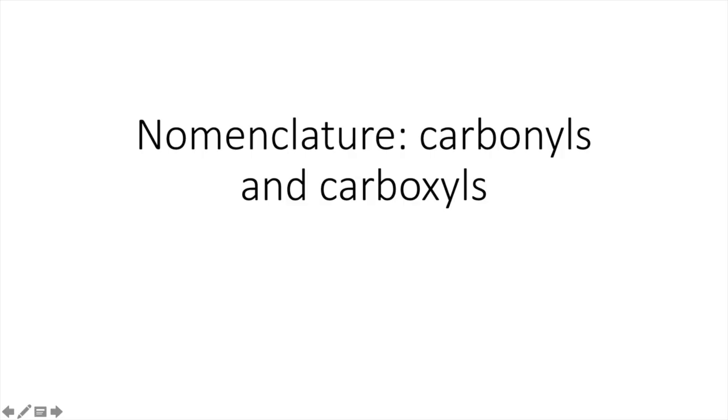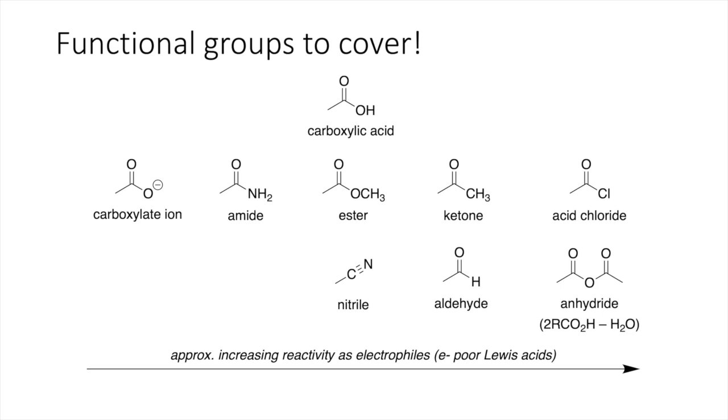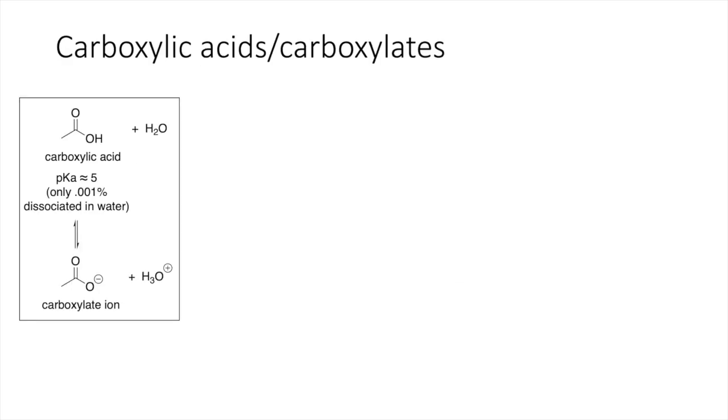Let's look at our last group of compounds to name: carbonyls and carboxyls. Carbonyls have CO, carboxyls have CO2. So here they are, a bunch of functional groups that we learned at the beginning of the term. Most of them are derivatives of carboxylic acids themselves. We'll learn about the reactivity of these quite a bit in organic too, but for now, we are going to name them.